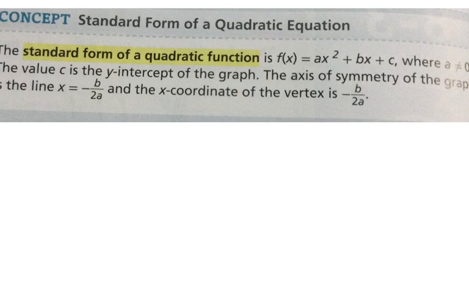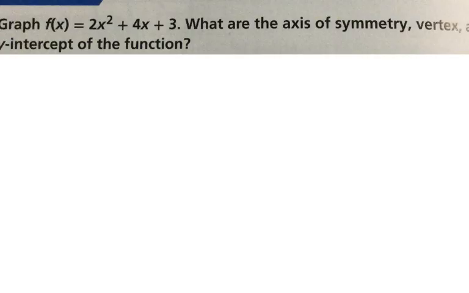So again, it takes a little bit more work when it's in standard form, but I can find out all the same things that I knew when it was in vertex form. Plus, I can find out the y-intercept, which is cool. Here's what it's going to be. We're going to graph the function f of x equals 2x squared plus 4x plus 3.